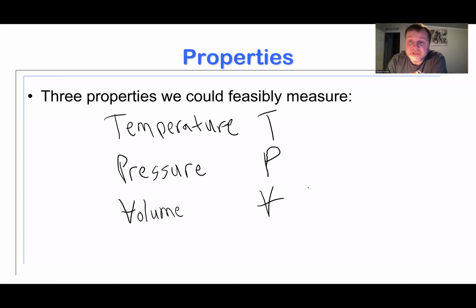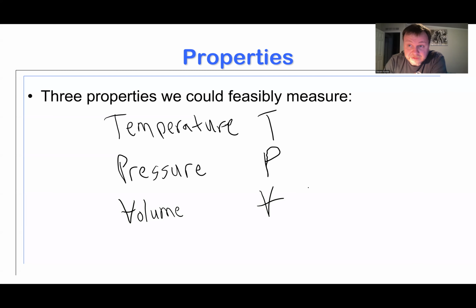Three properties we could feasibly measure. Properties I could not feasibly measure. In the previous videos, we talked about the first law of thermodynamics, conservation of energy principles. So there are different types of energy, for example, like the internal energy of a system. That's something that is not feasible to measure. It's not easy to measure directly.